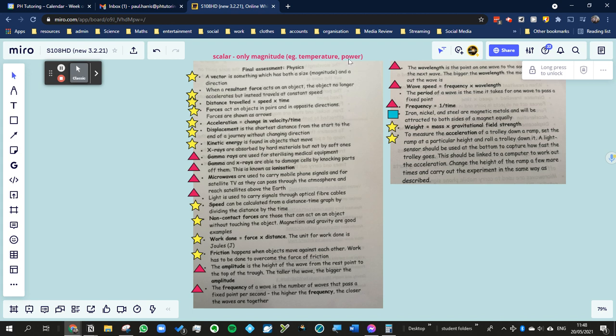You can't really say what direction the power is in. It wouldn't make any sense. Power means how quickly you're able to do work, or how quickly something is able to transfer energy from one form to another. It doesn't matter. There's no idea of direction. That wouldn't make any sense to talk about direction. So power is a scalar. Temperature is also a scalar.